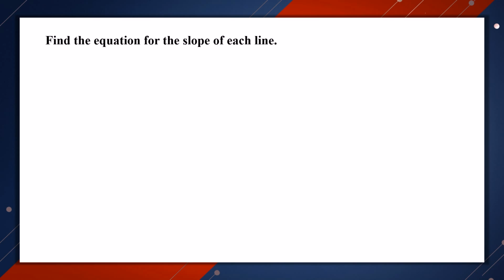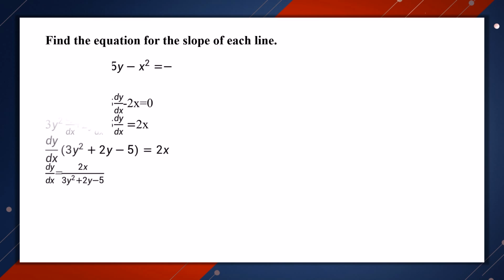Find the equation for the slope of each line. The first one is y cubed plus y squared minus 5y minus x squared is equal to -4. 3y squared dy over dx plus 2y dy over dx minus 5 dy over dx minus 2x is equal to 0. Then we solve the equation.